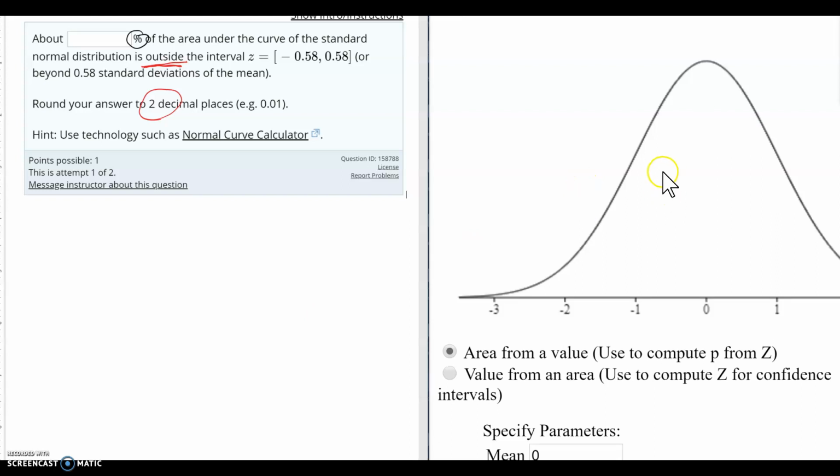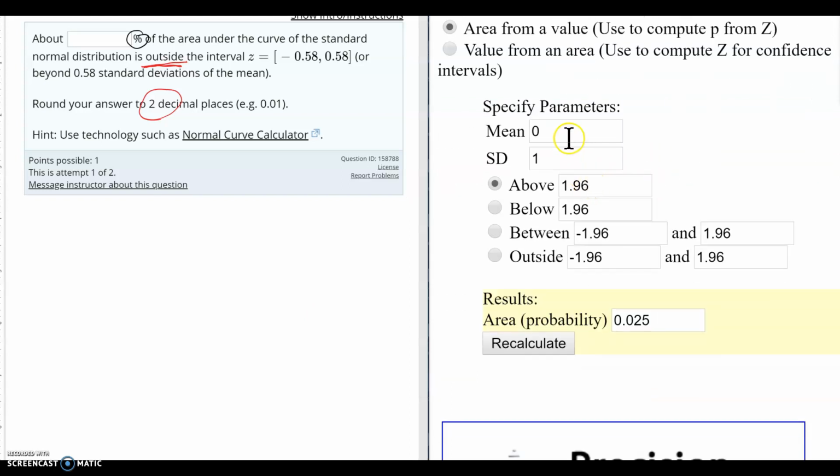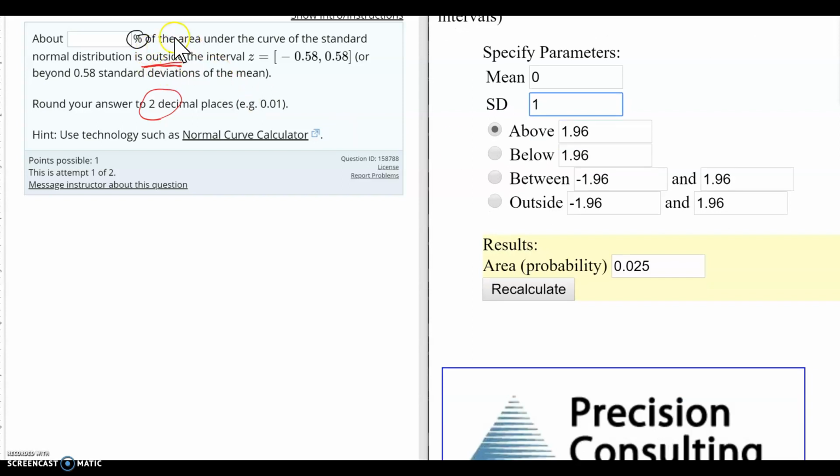Okay, so over here to the right, we have our mean, we have our standard deviation, but again, the key word here is outside. So I got to go over here to outside and type in negative 0.58 and positive 0.58, and then hit enter.